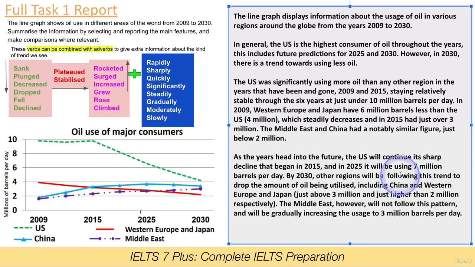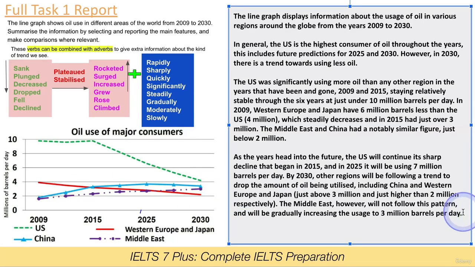By 2030, other regions will be following a trend to drop the amount of oil being utilized, including China and Western Europe and Japan, just above 3 million and just higher than 2 million respectively. And we're just checking the units here. So China by 2030 was, yes, just above 3, and then Western Europe is just above 2. Okay. The Middle East, however, will not follow this pattern and will be gradually increasing the usage to 3 million barrels per day.